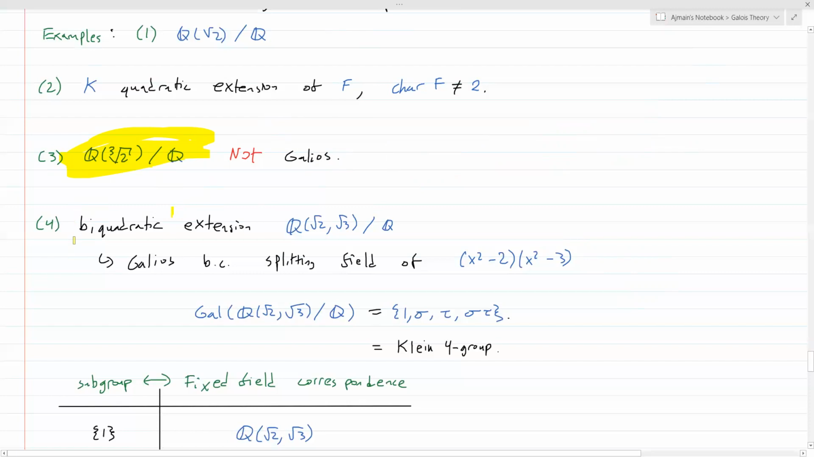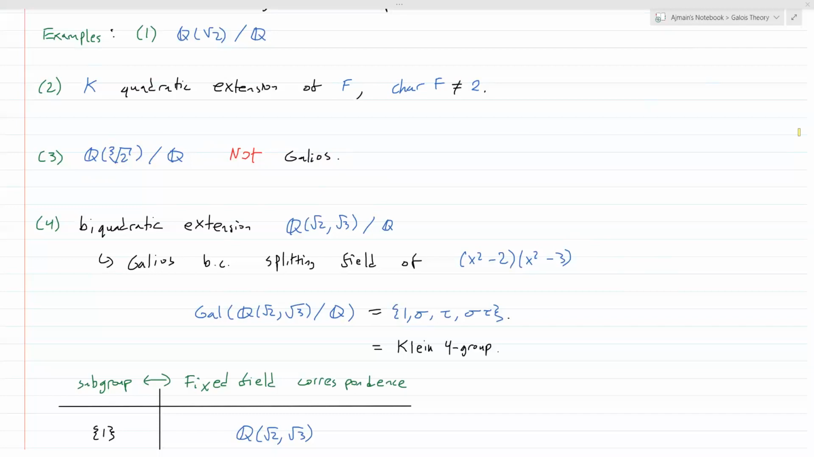Now, biquadratic extensions, meaning I guess just extending by two quadratic elements. That's usually what I think biquadratic means. So are all Galois groups symmetric groups? No.